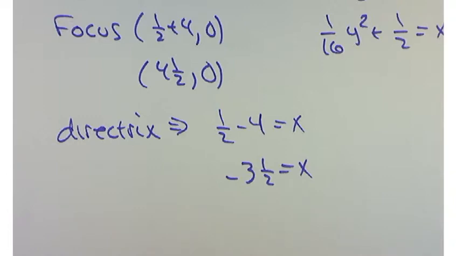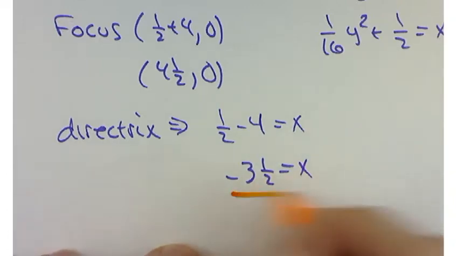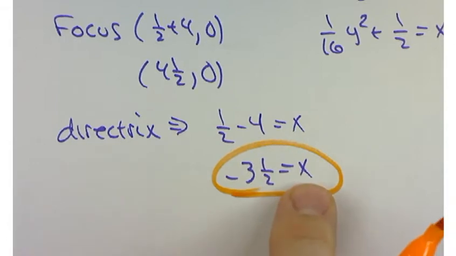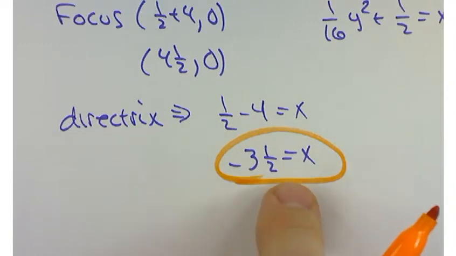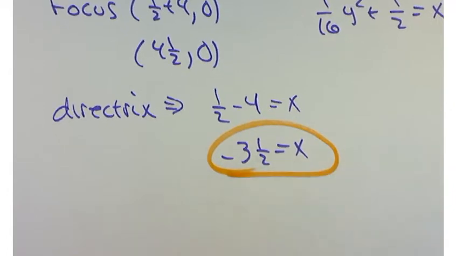Please be careful. One of the things I'm going to want to see if I ask you for the directrix is x equals this. Y equals that would be a horizontal line. And if you just leave it off altogether, well, it doesn't tell me what it is. So make sure you give me x equals that for a vertical line.